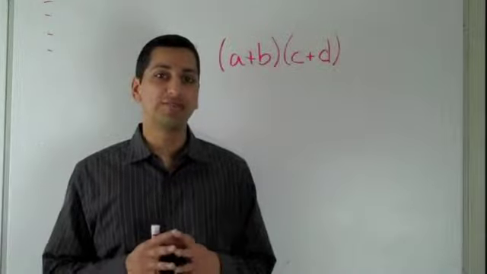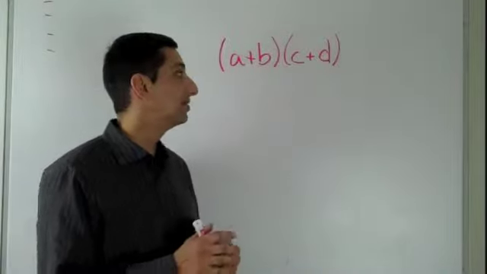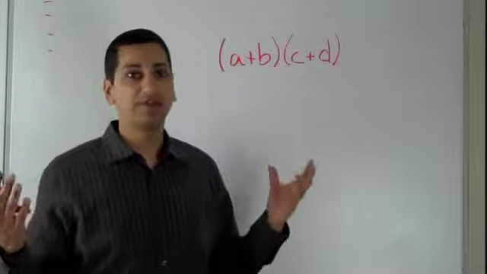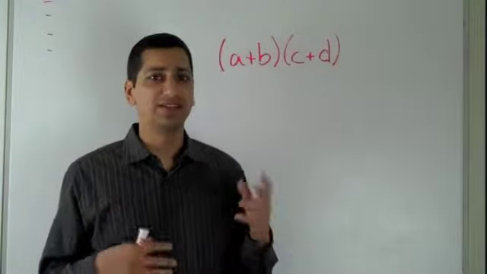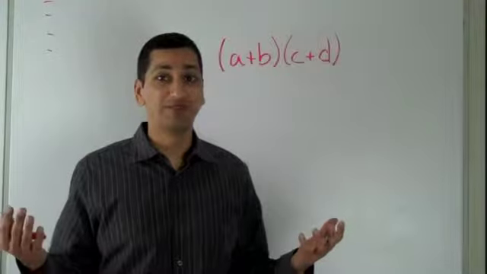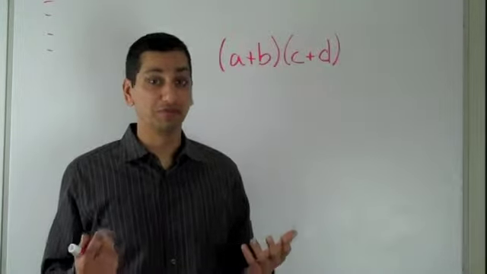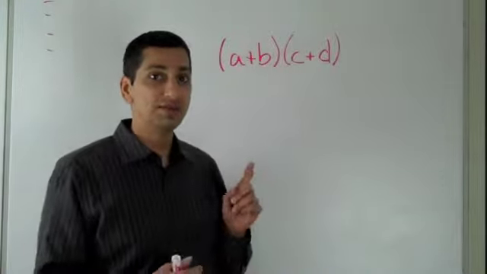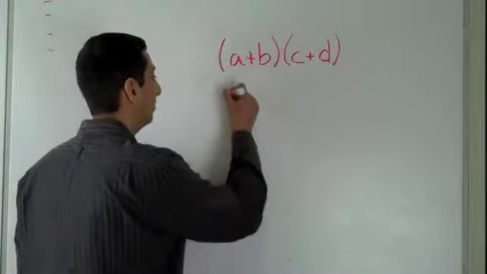Okay, let's look at that same problem again: A plus B times C plus D. And let's forget what we know about the commutative property and the distributive property and all that. Honestly, after you've been through math for a while, you probably don't even remember what those definitions mean. But this is something you can remember.